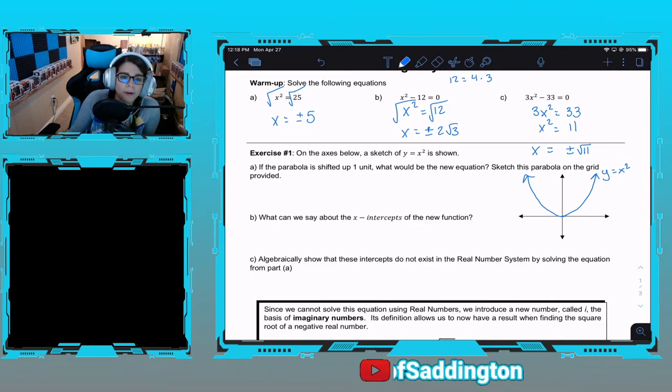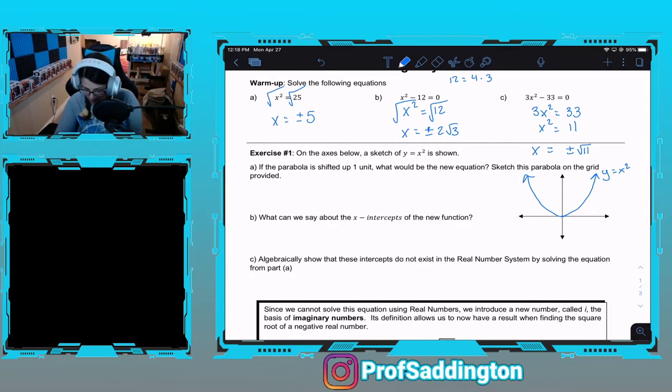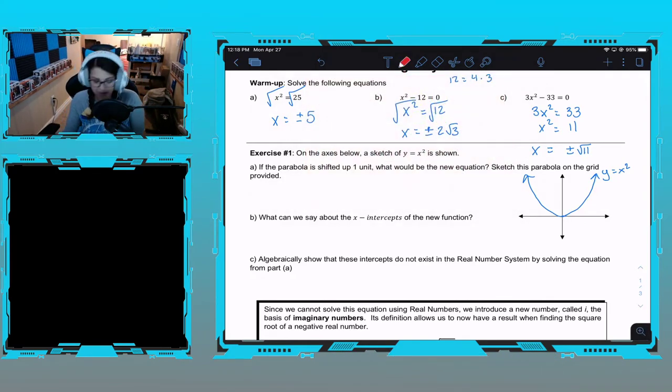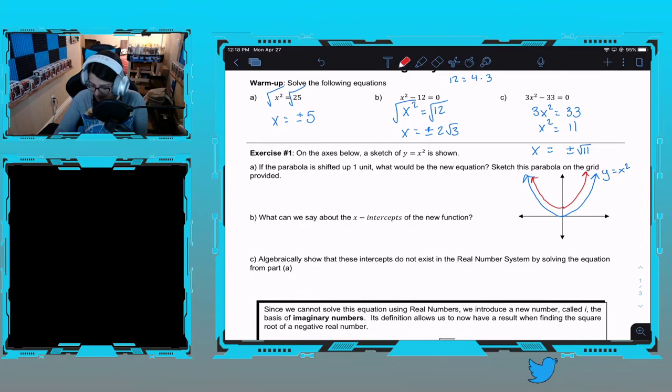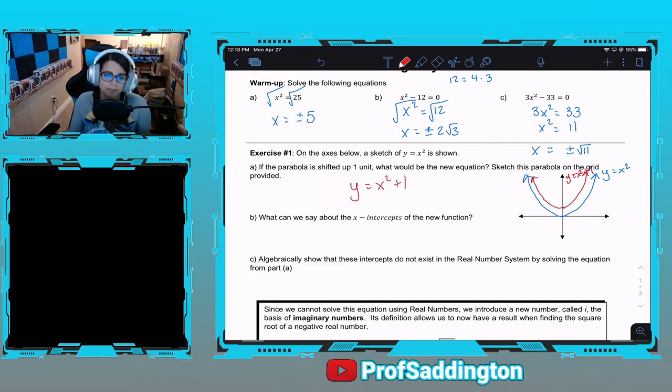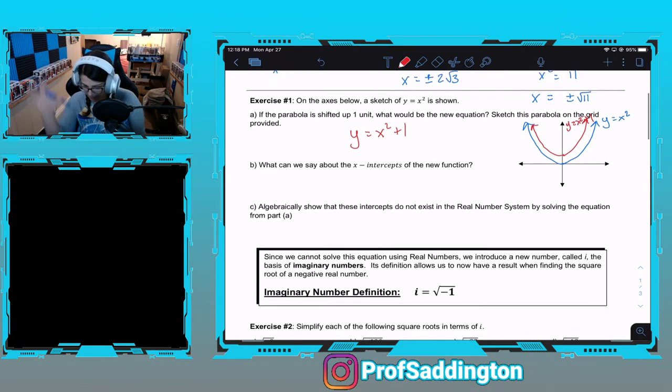If the parabola is shifted up 1 unit, what would the new equation be? Well, that's what we just did in the past couple weeks. If I want to make it go up 1, it's literally going to shift up. The width is not going to change. But now it's going to be y equals x squared plus 1. Just going up 1. Pretty much the same, just shifted up.